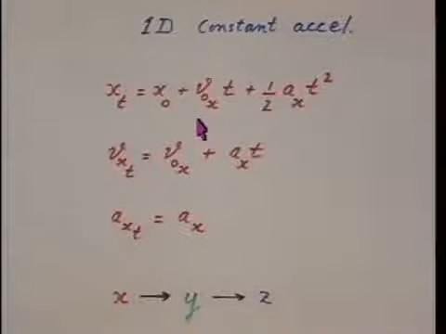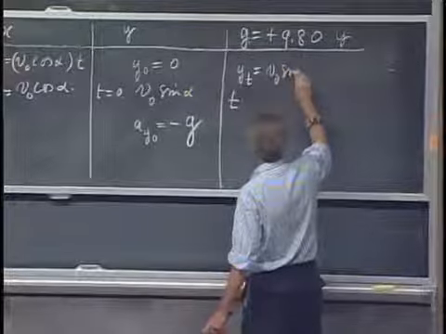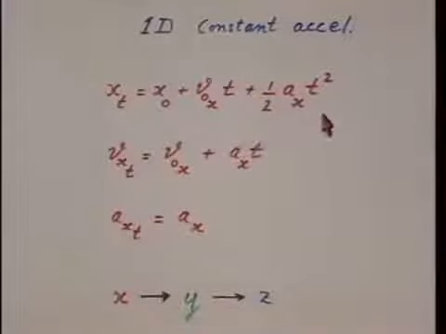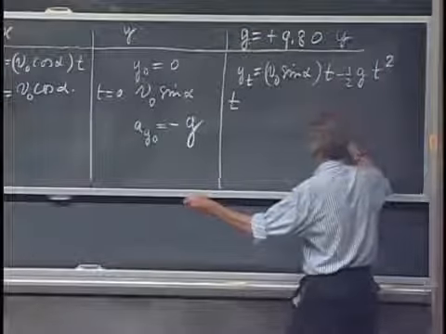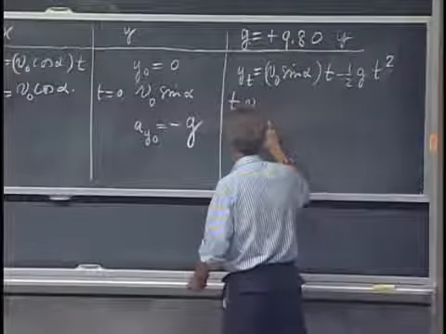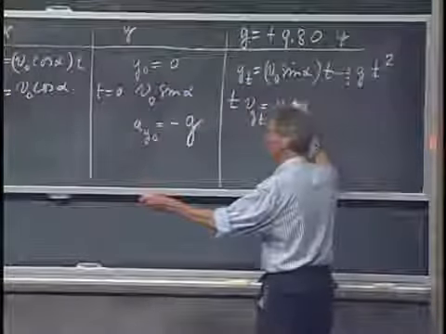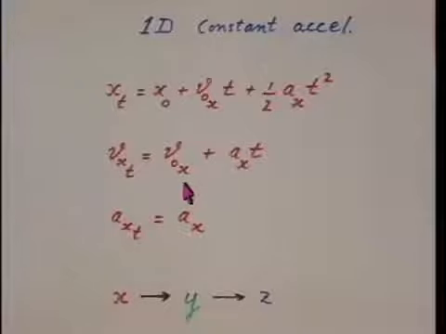So this is 0, so I get v0y times t, so I get v0 sine alpha times t plus 1/2, but it is minus 1/2 gt squared. And now I get the velocity in the y direction at time t. That is my second line. That is going to be v0 sine alpha minus gt, and the acceleration in the y direction at any moment in time equals minus g.